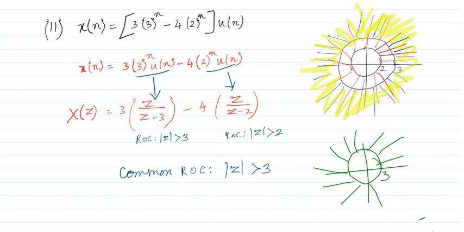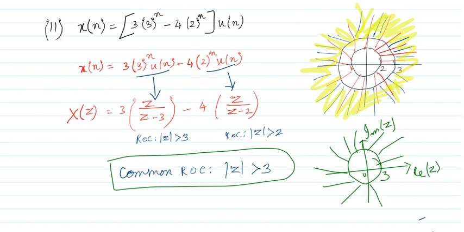This is the imaginary part of Z, and this is the real part of Z. So this is the final answer. This is for your understanding; I have drawn both. Finally, ROC is greater than 3. I have to take what is common between these two conditions. This says greater than 3, this says greater than 2. Greater than 2 means this entire region, greater than 3 means this entire region. The common region is greater than 3, which is common to both.